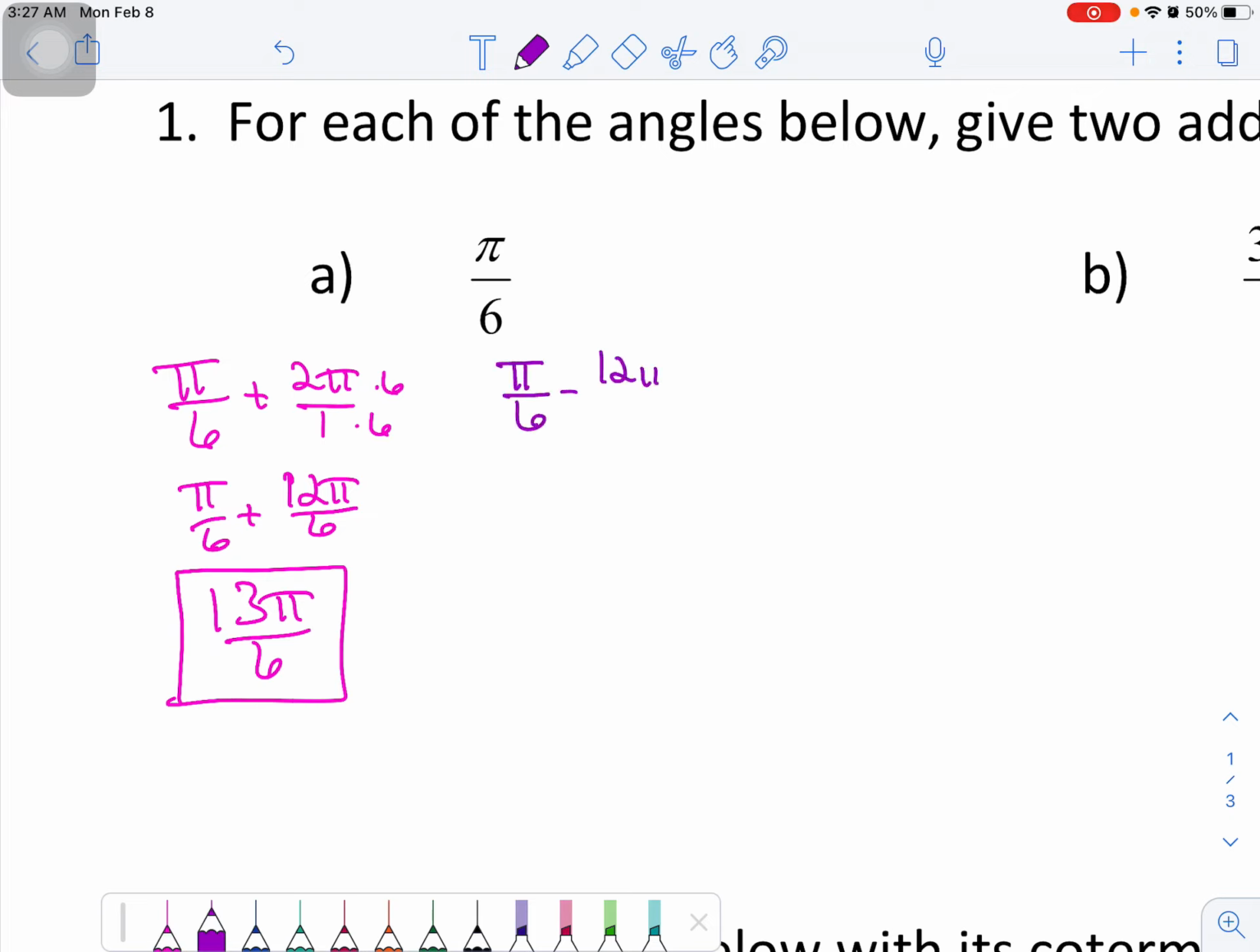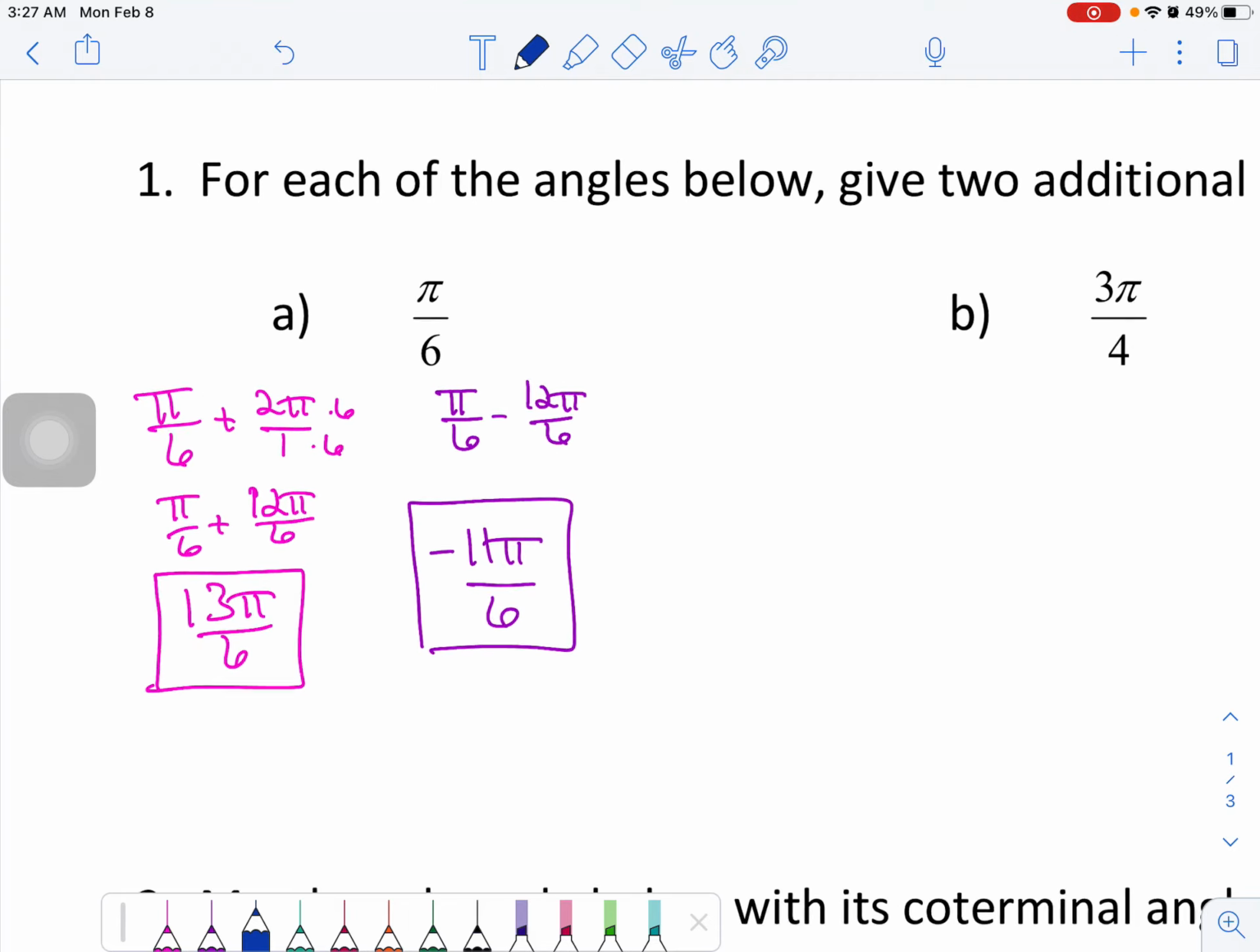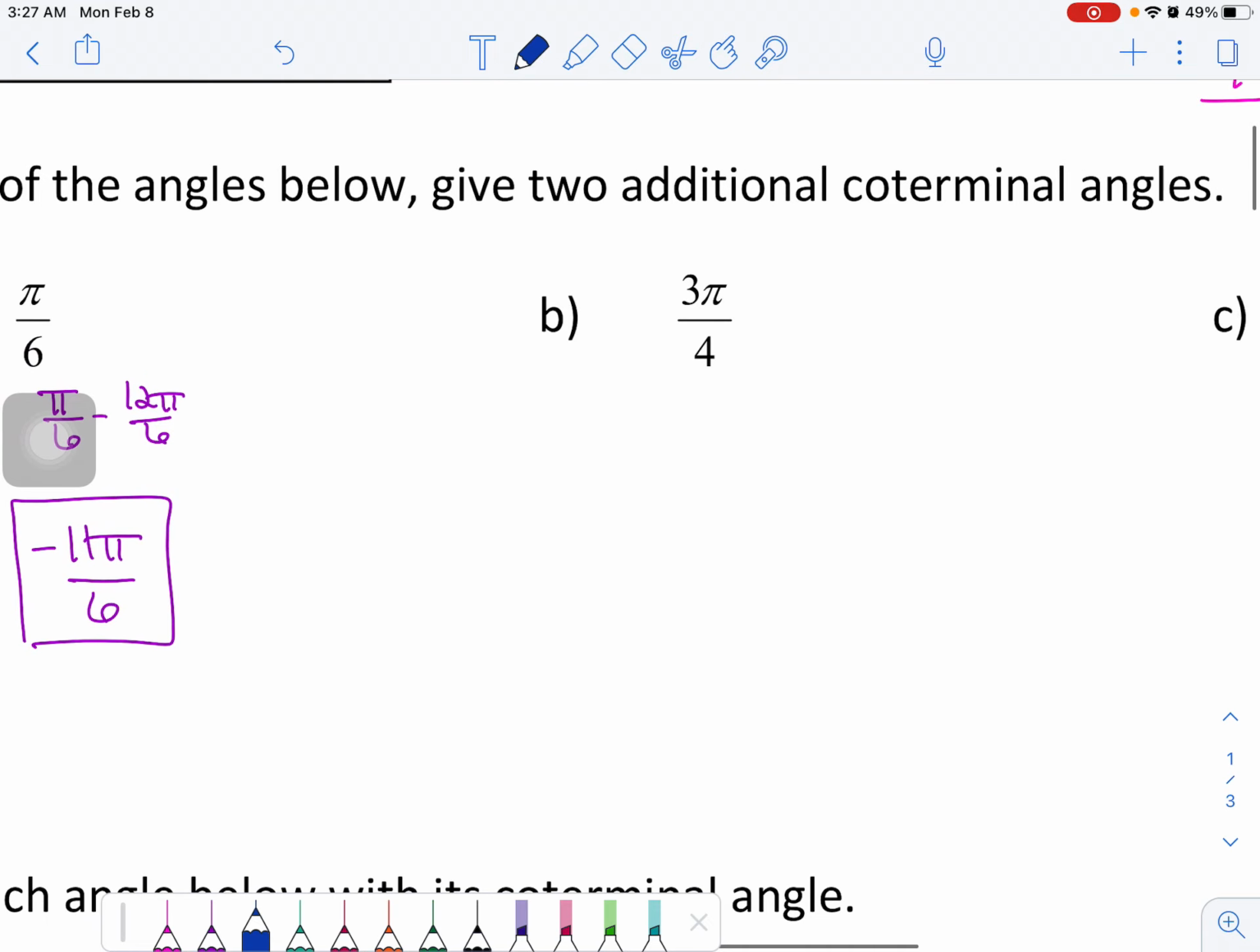I can do the exact same work, so pi over 6 minus 12 pi over 6. Now, I'm already kind of skipping down to this step, and that would give me the exact same thing as 2 pi. So 12 divided by 6 is 2, so 2 pi. But this time I'm going to subtract it. So pi over 6 minus 12 pi over 6 would be negative 11 pi over 6. Okay, so there's 2 examples. Obviously, there's a lot more than that, an infinite number, because you can keep adding rotations or subtracting rotations to get coterminal angles.